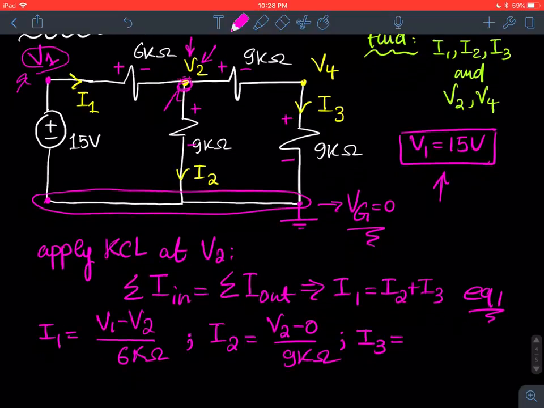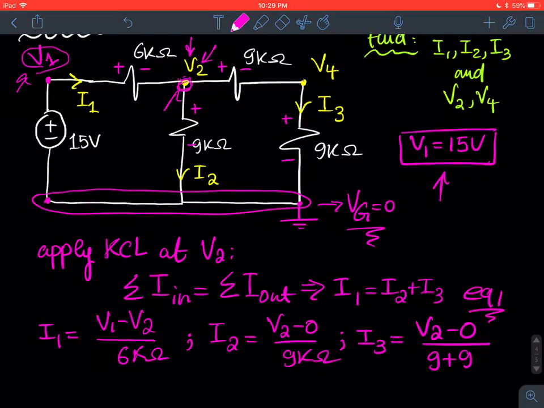The current I3 follows this path, right? So it goes from V2 all the way to ground. So I can write that I3 equals V2 minus 0 over, on its path, it goes through two resistors, and they're in series, so obviously I can add 9 plus 9 kilo ohms.